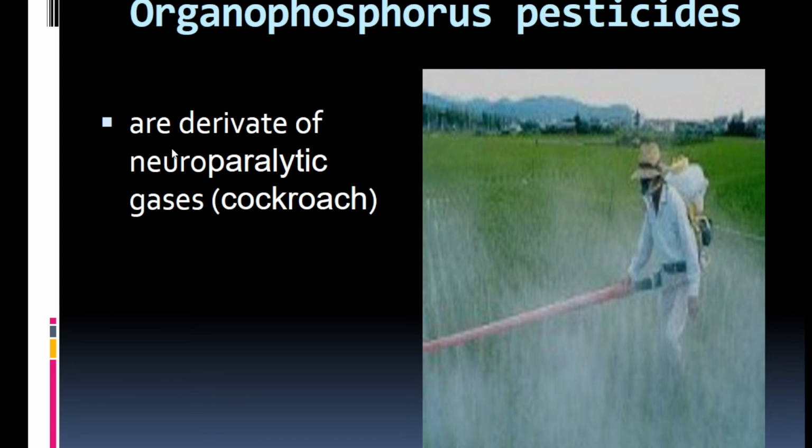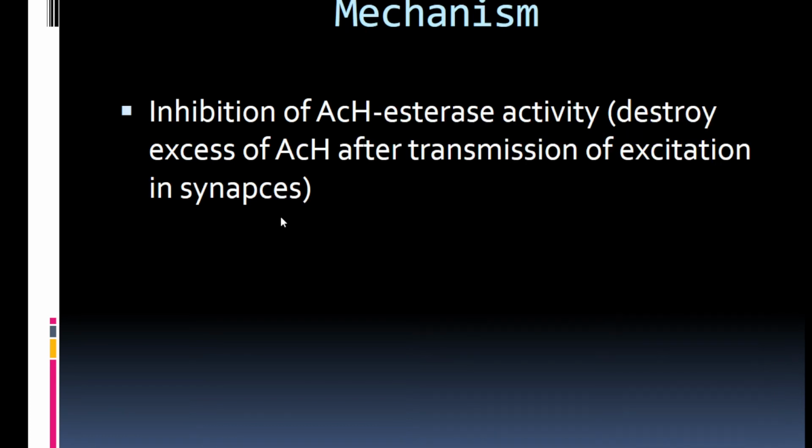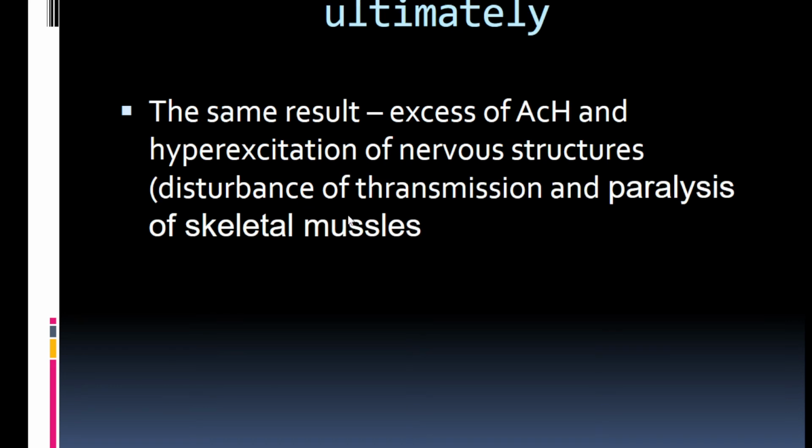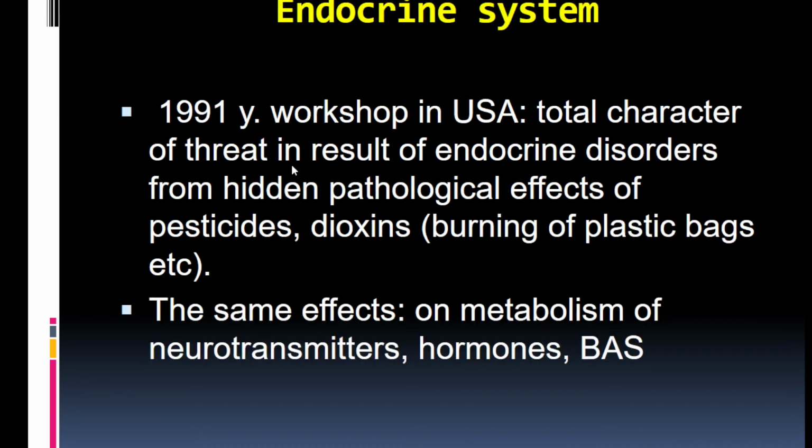Organic phosphorus pesticides are derivatives of neuroparalytic gases. The mechanism of action of these pesticides is inhibition of acetylcholinesterase activity, which destroys excess acetylcholine after transmission of excitation in synapses. Ultimately the result is the same: excess of acetylcholine and hyperexcitation of nervous structures, and as a result we have disturbance of transmission and paralysis of skeletal muscles.